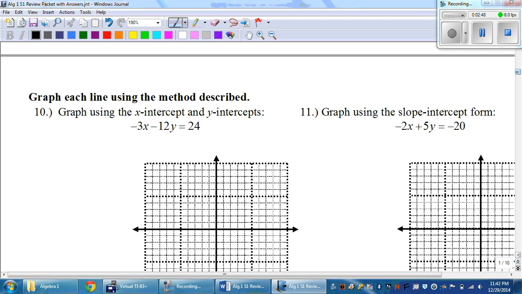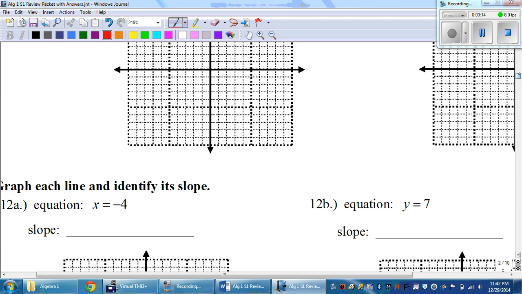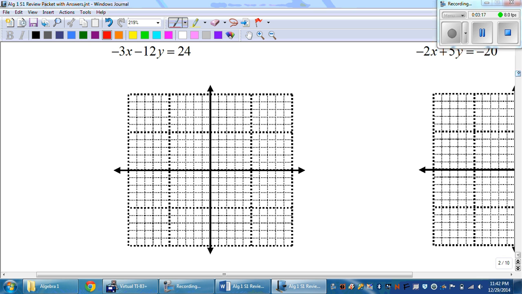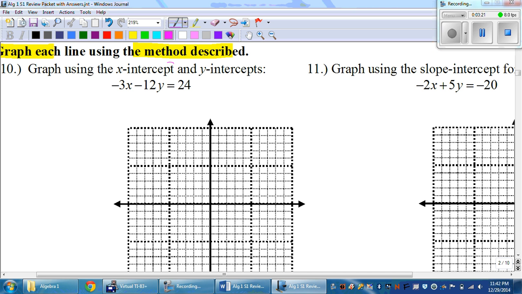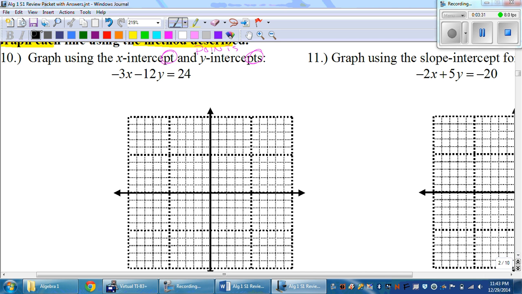Now, the directions say that we need to graph each line using the method described. Okay, so each one's going to have a slightly different way that we're going to graph. But the key thing is that we're graphing. So you need to have a ruler. All right. So the first one says that we need to graph using the x and y intercepts. Okay? And remember, when it ends in PT, that we're talking about points. Okay? So when we're doing the x and y intercept, we're going to solve this equation 2 times.